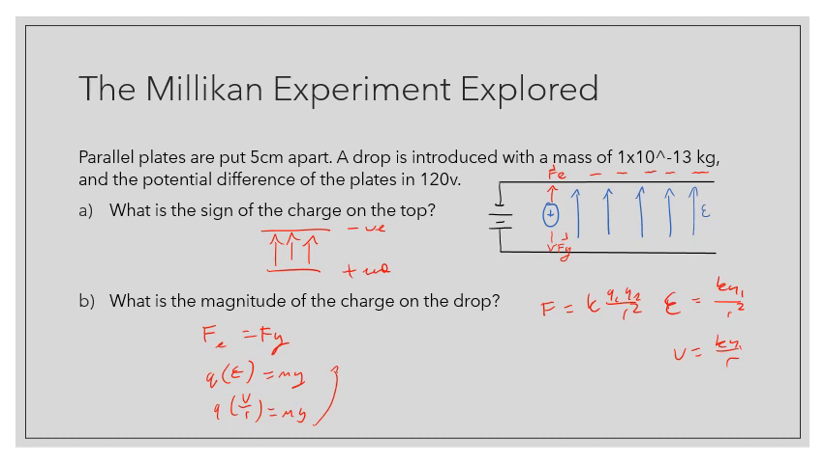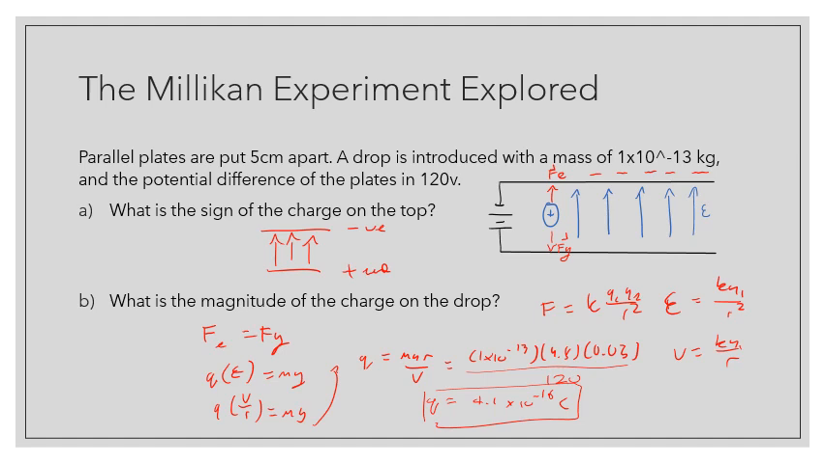So now we just isolate for the q, so q turns out to be mgr over V. So that's equal to 1 times 10 to the negative 13 times 9.8 times 0.05, that is the distance between the two plates, and all of that is over 120. So that comes out to be 4.1 times 10 to the negative 16 coulombs. So indeed, this droplet is positively charged.